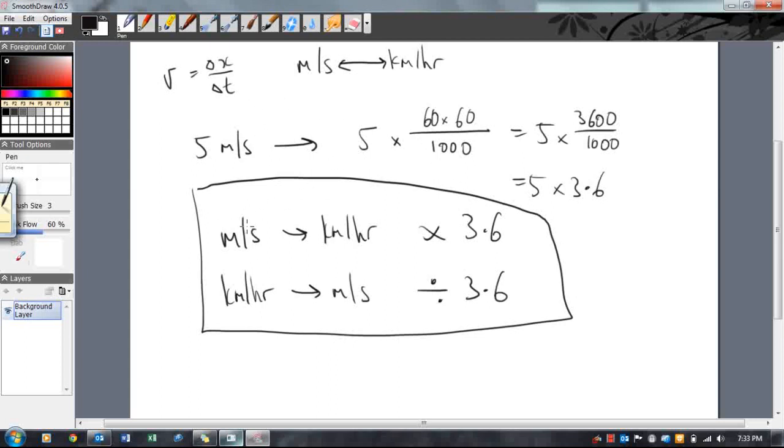Meters per second is a bigger unit than kilometers per hour, but you'll see it gives smaller numbers. So 5 meters per second is equal to 5 times 3.6, so 18, which is 18 kilometers per hour. So if you've noticed that your meters per second number is higher than the kilometers per hour, you've done it wrong. So just check which one's bigger than the other.